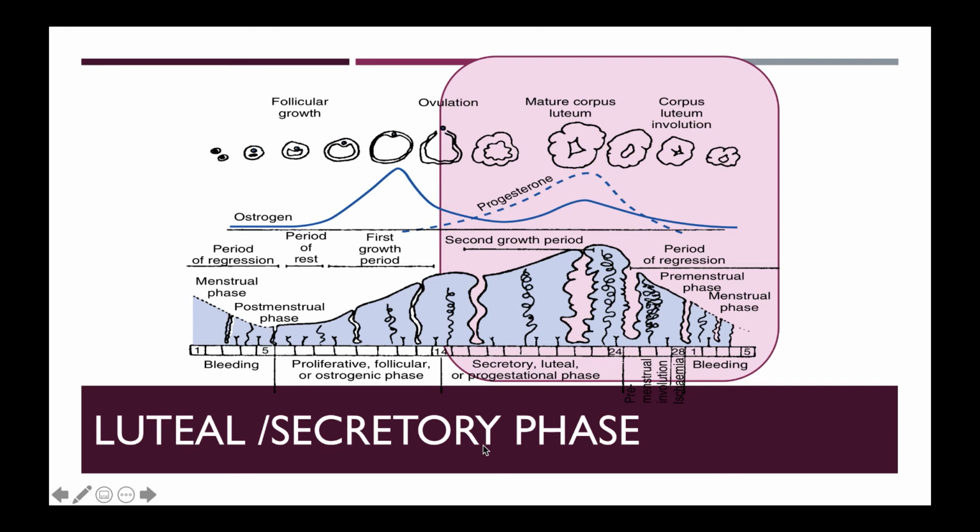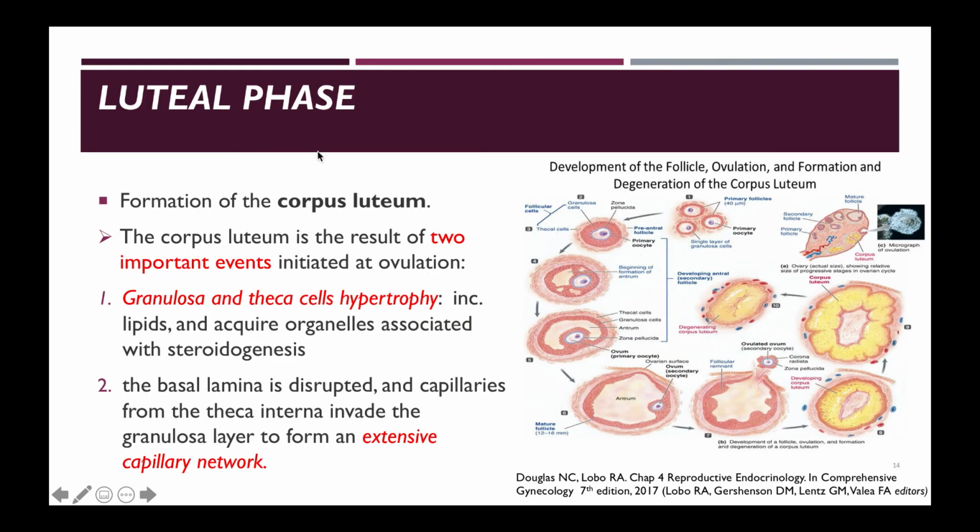Now let's talk about the second half of the menstrual cycle, or what we call the luteal or secretory phase. Now, the luteal phase is mainly characterized by the formation of the corpus luteum. Now, the corpus luteum is the result of two important events initiated at ovulation. First is granulosa and theca cells hypertrophy. So there's increase in the lipids and they acquire organelles associated with steroidogenesis. And the basal lamina is also disrupted and capillaries from the theca interna invade the granulosa layer to form an extensive capillary network.